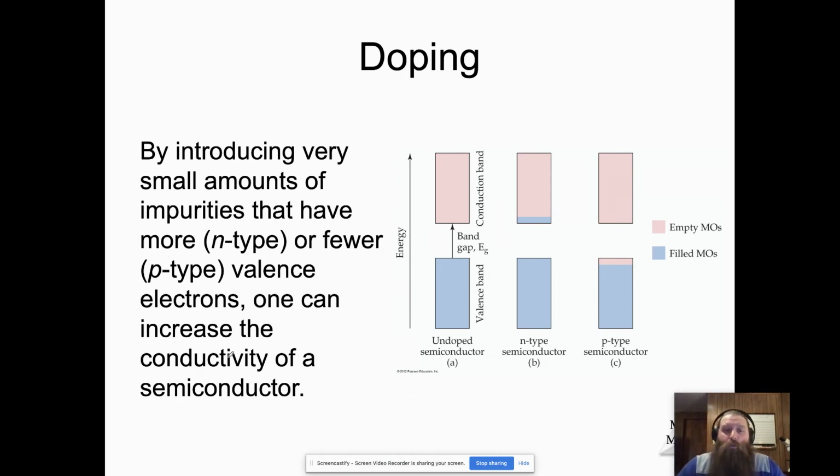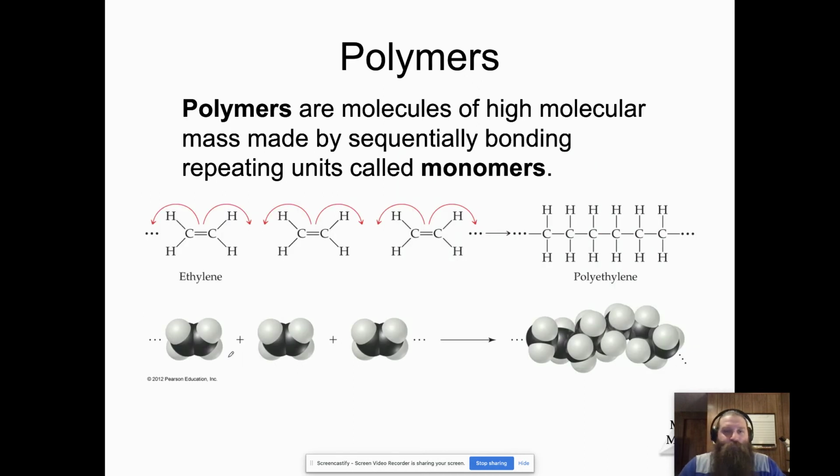Now you can mess with a semiconductor. That process is called doping. So if you introduce more valence electrons, which would be an N-type dope, or fewer valence electrons with a P-type dope, then you can increase the conductivity of your semiconductor. All right. So that's something that we use when we're trying to make these modern materials that we need for things like computers, where our semiconductors need to have a perfect, specific level of conductivity. We can dope our semiconducting elements in order to get right there where we need to be.